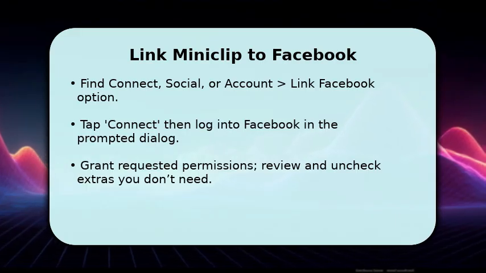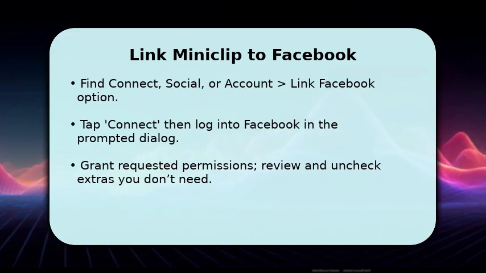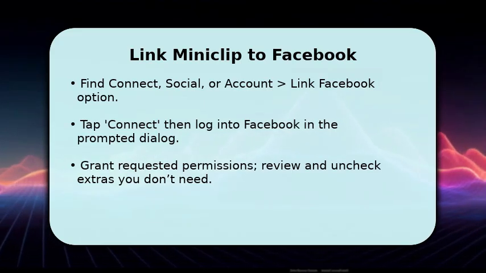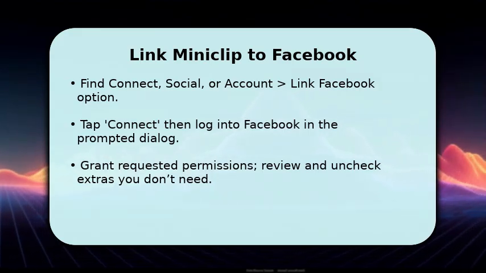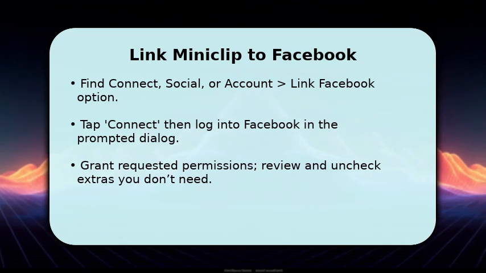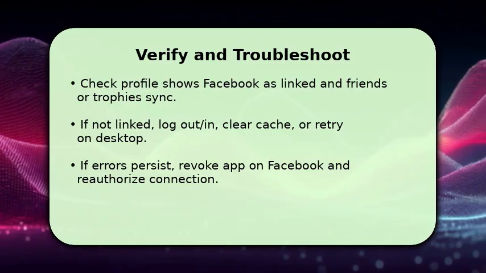Once you confirm, Facebook will ask to authorize the Miniclip app. Approve it to complete linking. If the app returns you to Miniclip, wait for the success confirmation before navigating away. Finish by verifying the link. View your Miniclip profile to confirm Facebook shows as connected and that friends or achievements are visible.